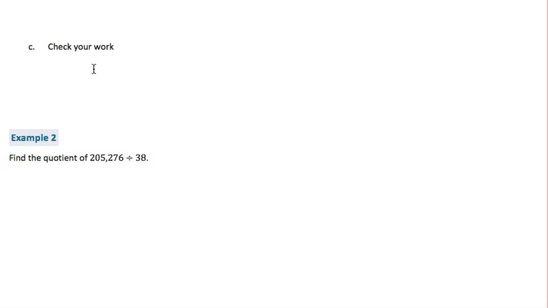Then remember to check your work. You multiply the answer times the number that we were dividing by, or our divisor. So our divisor was 27 times our quotient, which was 65, and we find that it is indeed 1,755.